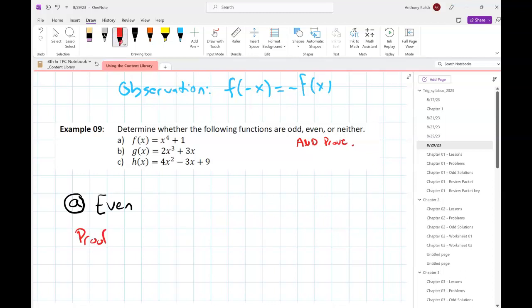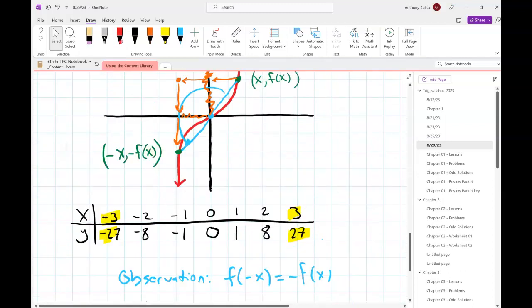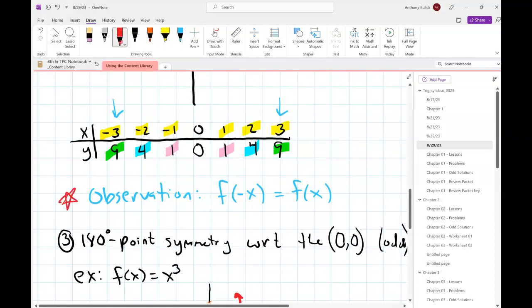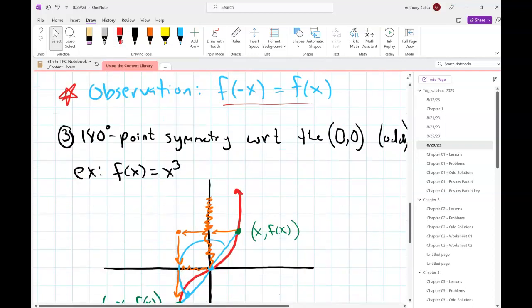So now let's do the proof part. We need to remind ourselves, what is it that I would need to do to show that this thing is even, to prove it? Well, the piece that seems the easiest to use to do this is my observation, because I'm given an f of x. I know what f of x is. So if I can show this, I'm good.